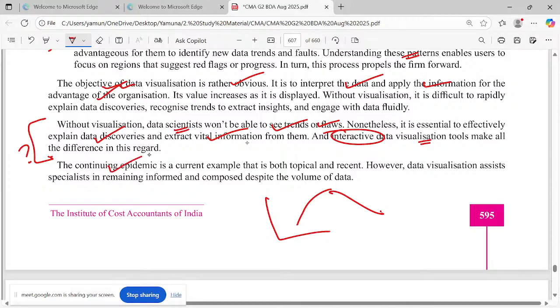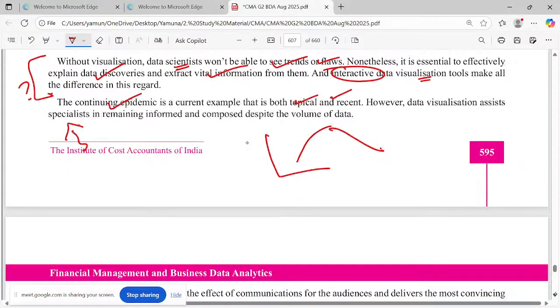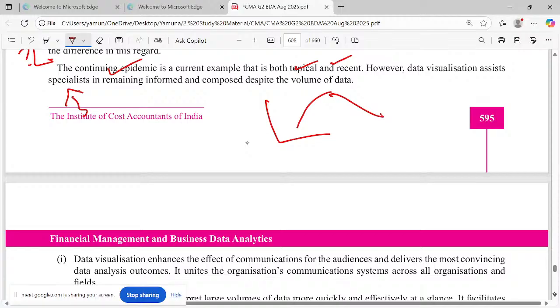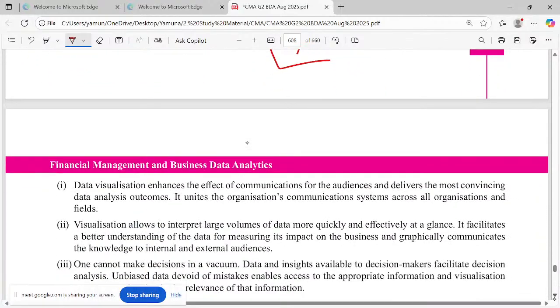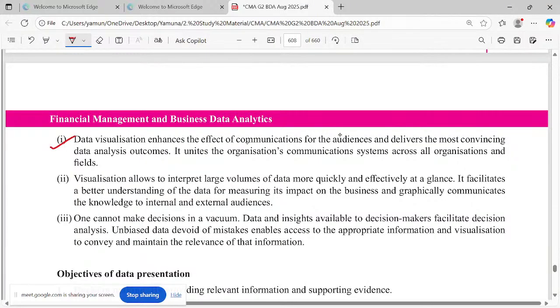And in this continuing epidemic, it is both topical and recent that data visualization specialists remain informed, and you can know what data is available, because the data is always voluminous. Then the first point is how effective it is in communicating to the audience and how it can be properly delivered. And second, we are going to deal with a large amount of data, and how can you quickly get all of it.